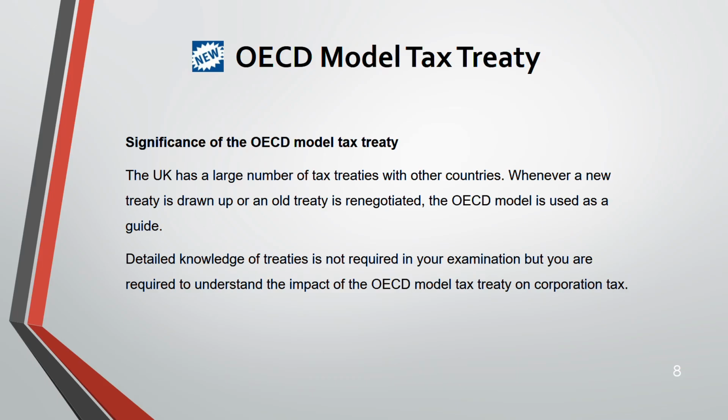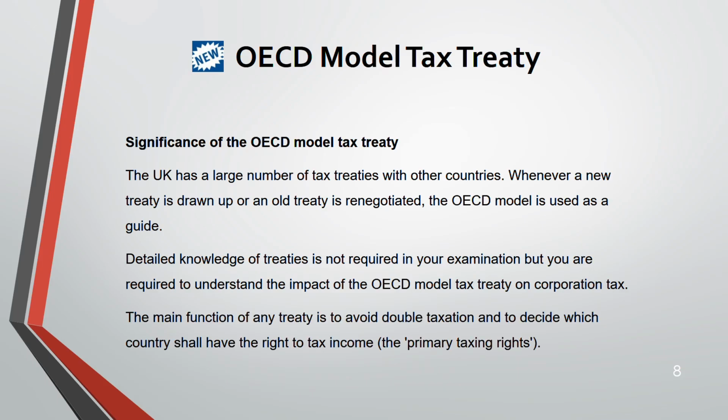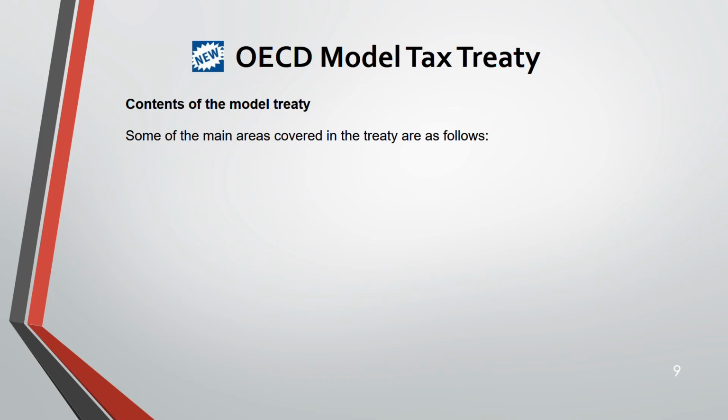That is important. The main function of any treaty is what? To avoid double tax and to decide which country has the right to tax the income. Now, the contents of the model treaty. There are some main areas that are covered in this treaty, as follows.